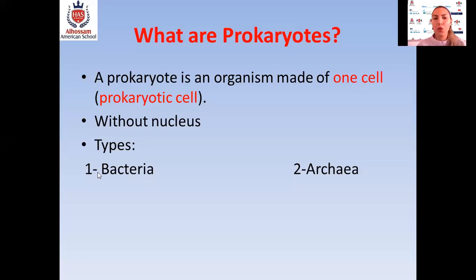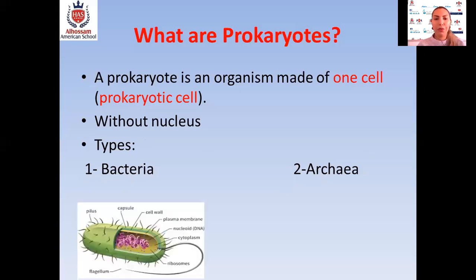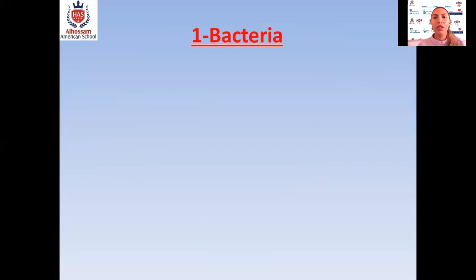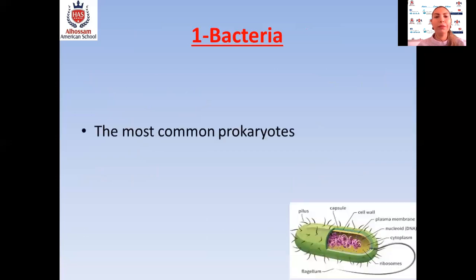Number one is called bacteria and archaea. So the two types of prokaryotes are bacteria and archaea. Thank you, Noor. This picture is for bacteria and this one for archaea. Let's start with bacteria.